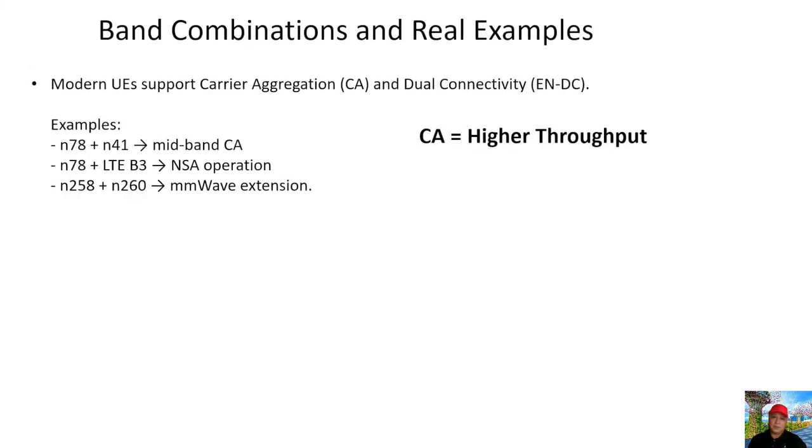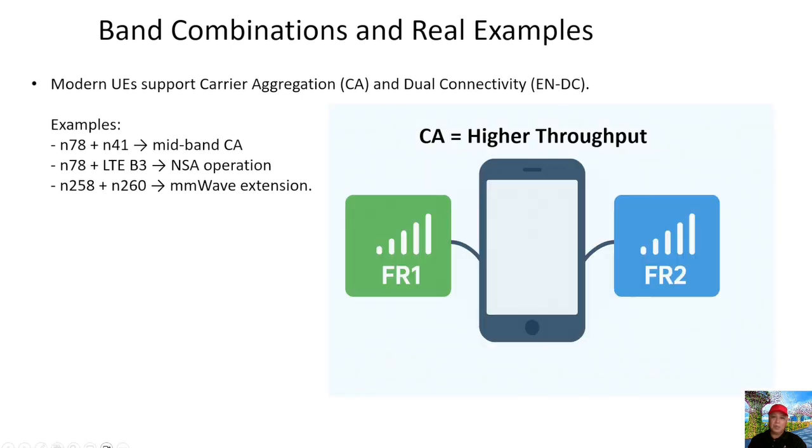Modern smartphones can combine multiple bands using carrier aggregation or dual connectivity. Common examples include N78 plus N41 for mid-band aggregation, N78 plus LTE B3 for non-standalone operation, and N258 plus N260 for millimeter wave extension. These combinations are listed in 3GPP tables and validated through certification testing.